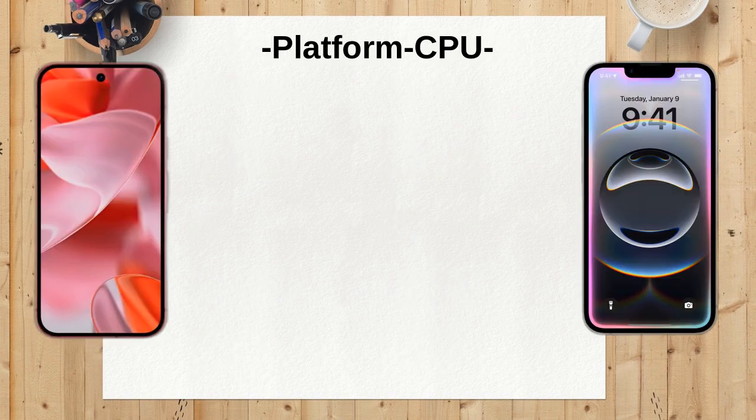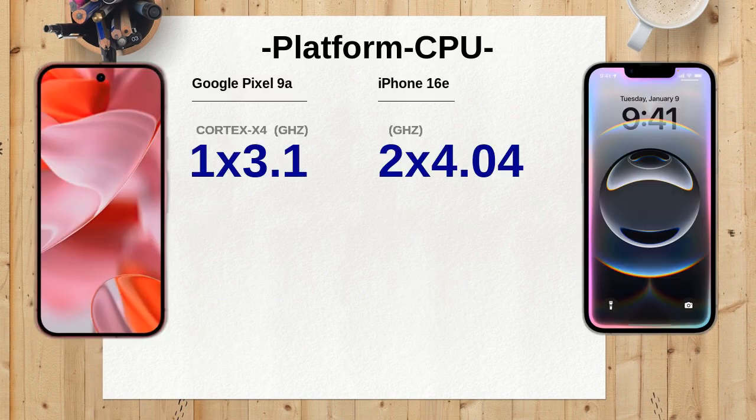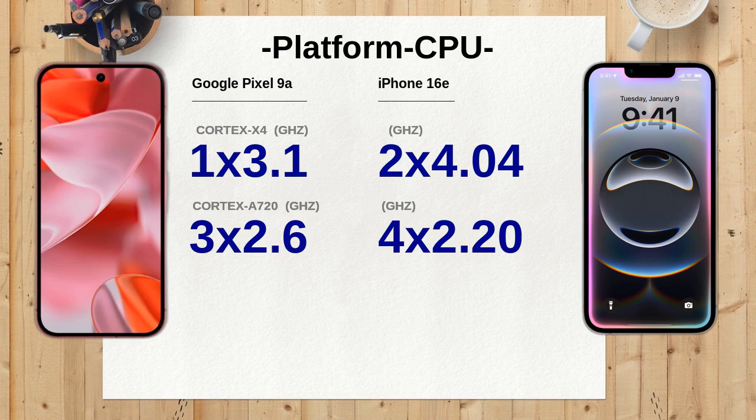The Google Pixel 9a runs on the powerful Google Tensor G4, ensuring seamless performance and efficiency. In contrast, the iPhone 16e utilizes the Apple A18 chip, which is known for its speed and optimization. This means both devices can handle heavy tasks, but the choice of chipset may sway your decision based on your preference for Android or iOS.